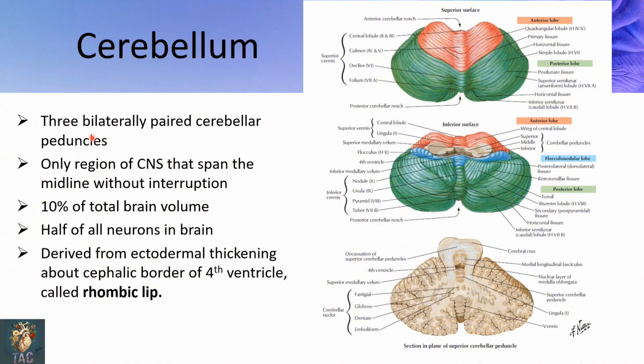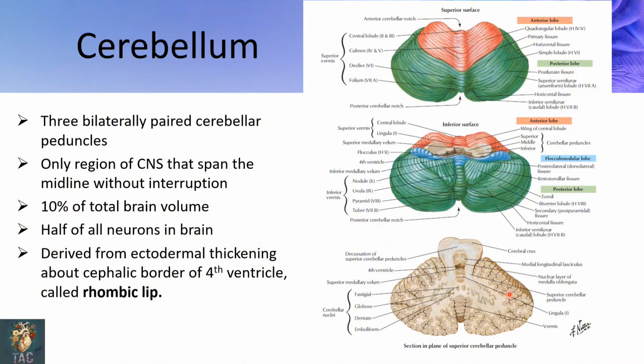It is the only region of the CNS that spans the midline without interruption. In this diagram, you can also see the area where it spans the midline without any interruption. It occupies almost 10% of the total brain volume, but it has half of all the neurons in the brain.